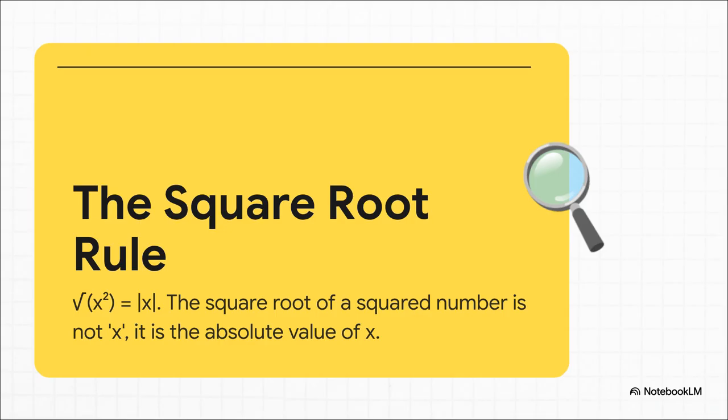And there it is. That's the big reveal. The square root of x squared isn't actually x. It's the absolute value of x. This is the hidden connection. It's the rule that guarantees the answer is always non-negative, which is exactly what our distance definition demanded all along.